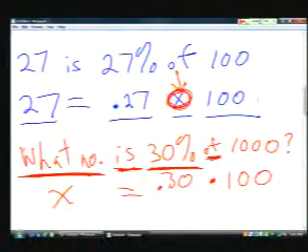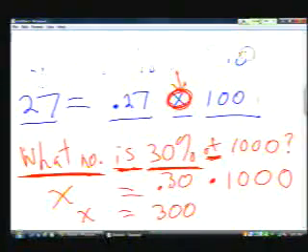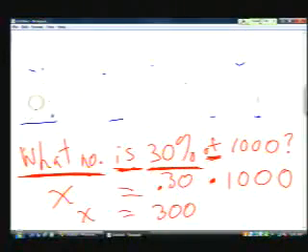So x is equal to 0.30 times 1,000. When you take 0.30 times 1,000, you get your answer. You move the decimal point 3 places to the right. That's the quick way to multiply by 1,000. So you get x is equal to 300. It's very important to know how to translate. I only have about 2 minutes left. All right, so let's do some more translation.